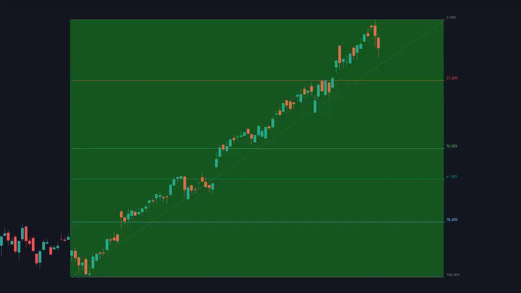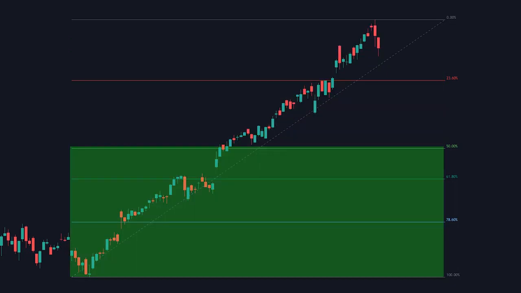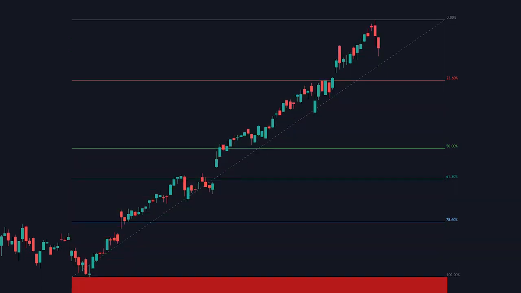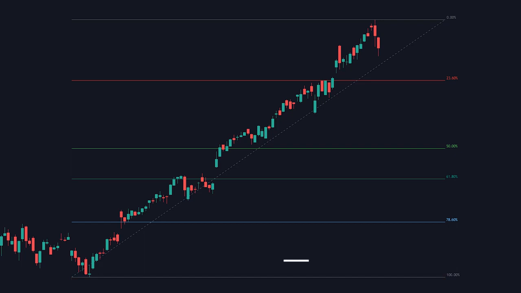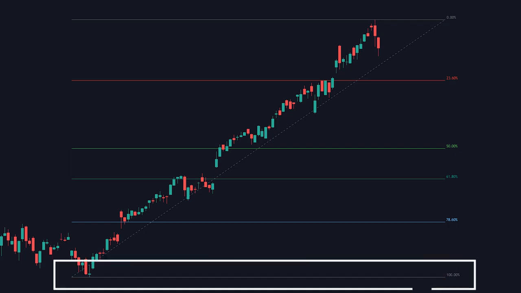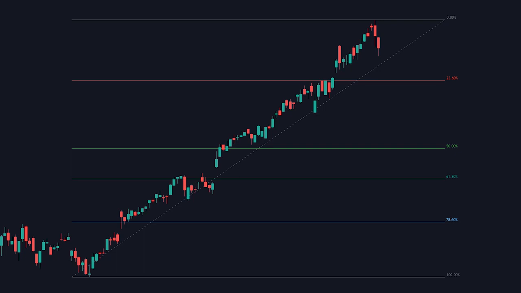To be clear, anything above the 100 line is a pullback. Anything below the 100 line is not a pullback and is a downtrend. So it's important to note, if the price ever goes below your 100 line, it's pretty likely it'll fall a lot more after that.